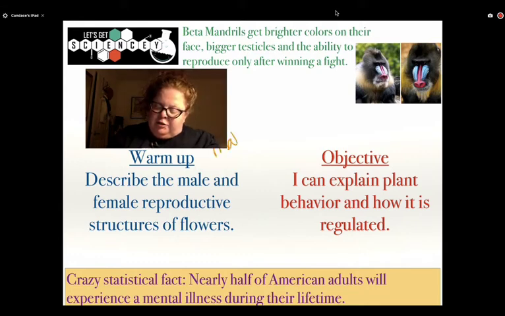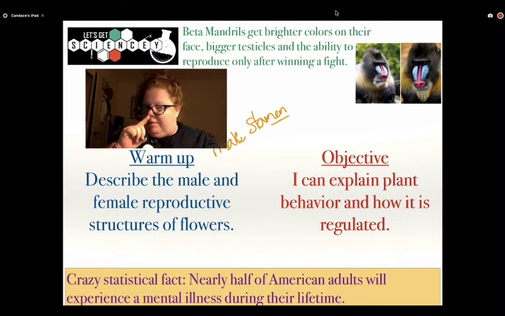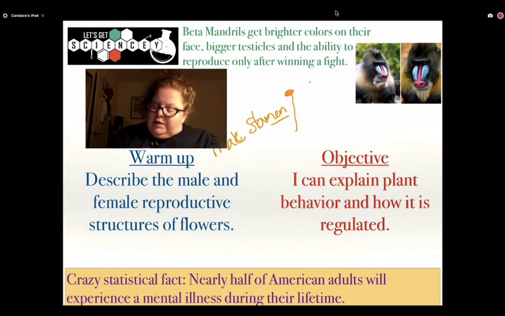The male reproductive structure of the plant is called the stamen, and I think it's easier to remember because it's got that M-E-N there at the end. It's in the central part of the flower, kind of around that very center. The stamen is made up of a structure that has this piece coming down. So this part here is called the anther, and that is where pollen is produced.